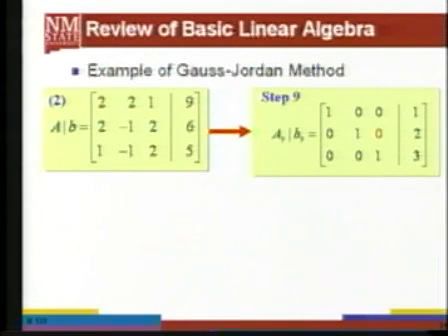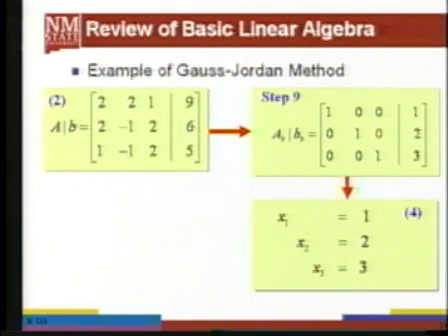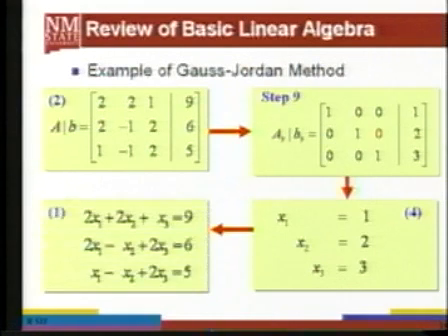And the result from step number 9, that is A9 matrix, represents the system of equations x1 equals 1, and x2 equals 2, and x3 equals 3, right? And because system number 4 was obtained from system number 1 by elementary row operations, the unique solution to system number 1 must be x1 equals 1, x2 equals 2, and x3 equals 3. Is that right?